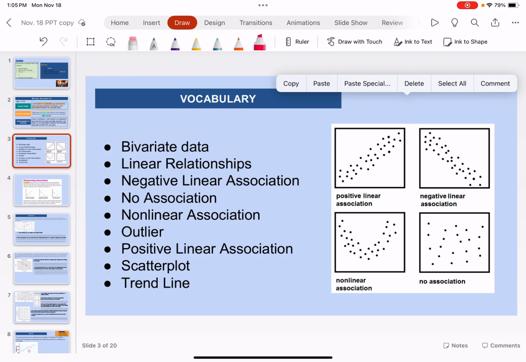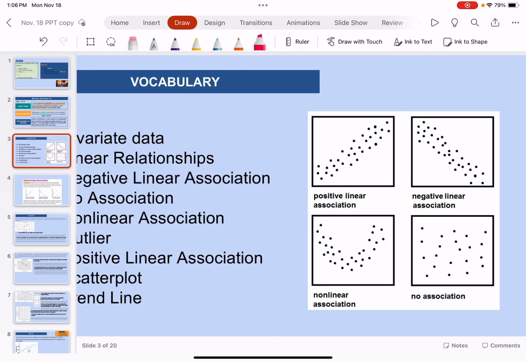Outlier, a point that stands out from the data set because it is significantly different. Positive linear association, when the value of one variable, usually y, tends to increase as the value of the other variable, usually x, increases. Scatterplot, a set of points plotted on a coordinate plane. And lastly, trend line, a line on a graph that shows the association or the general direction between the data set. And so as you can see, we have pictures of the associations.